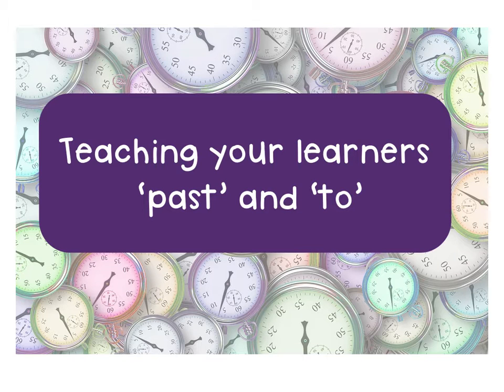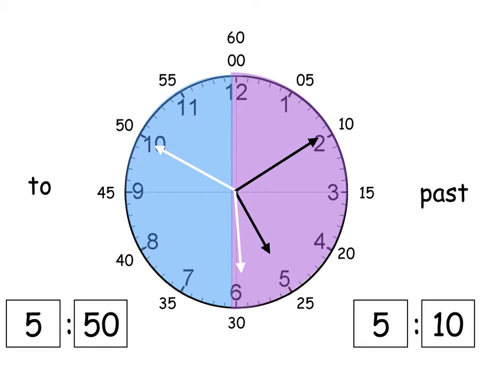After you teach your learners quarter to and quarter past, it will become a lot easier for them to learn the rest of the times. Divide the clock in half again. Explain how the first half from the 12 to the 6 is all past because they show the minutes after the hour. And then from the 7 to the 11, you say to because they show the minutes until the next hour. In this diagram, the black clock hands are showing past and the white clock hands are showing to.